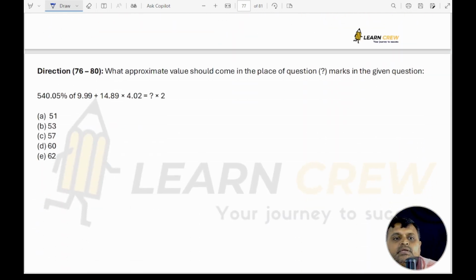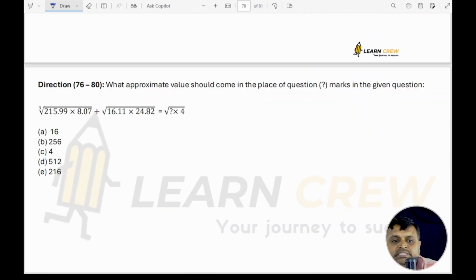Next, it is an approximation based question. 540 percentage of 10 is the same as 10 percentage of 540, which is 54. 14.89 is the same as 15. 15 into 4 is 60. 54 plus 60 is 114, which is 2 into 57. So the answer is 57.